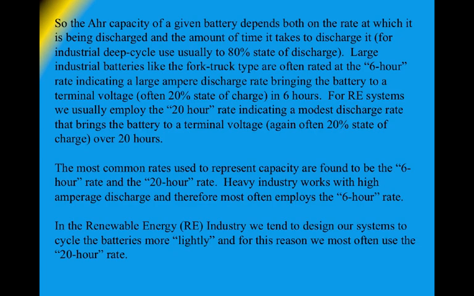So these industrial batteries are rated to an 80% depth of discharge. These large, for instance, fork truck type traction batteries will be rated at what we're calling the 6-hour rate. This indicates that it's going to be discharged by large ampere rates, and it will bring it to its terminal voltage in about 6 hours.